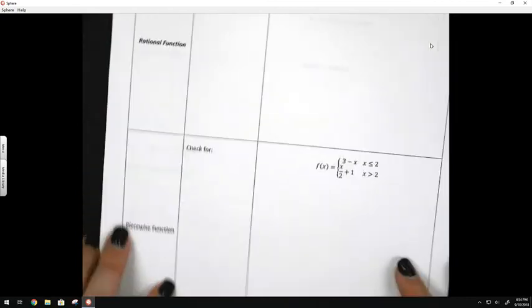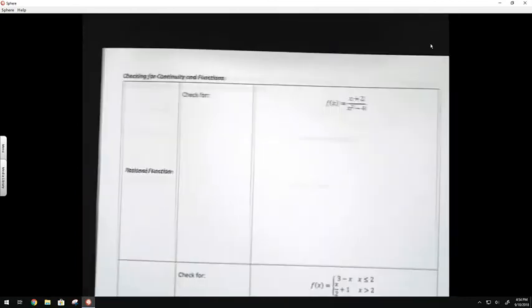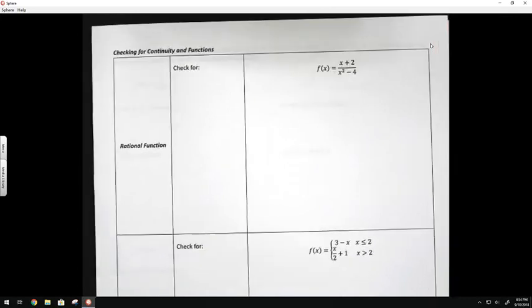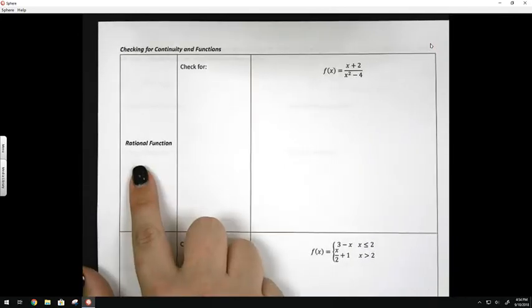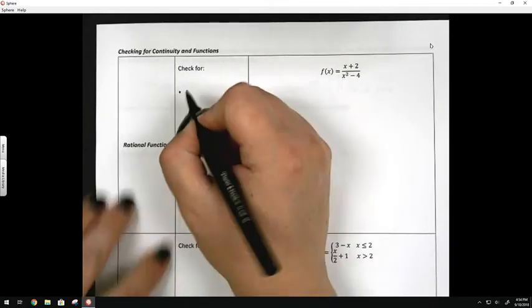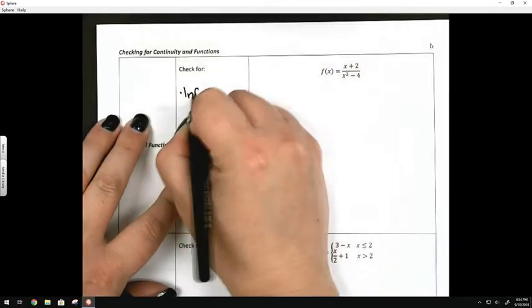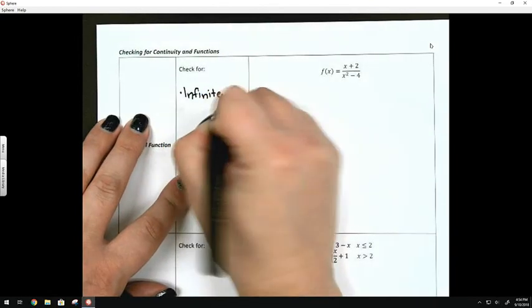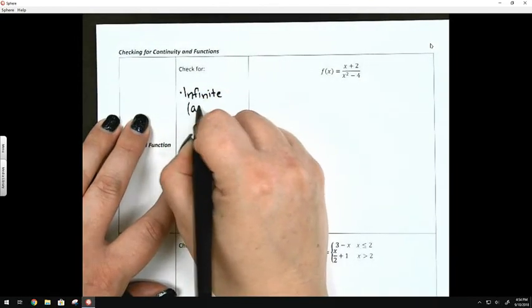So when we are checking for continuity, one of the big ideas here is that if we have a rational function, we are going to possibly have some discontinuities, all right? So we are going to want to check for infinite discontinuities, which means we're going to be looking for asymptotes.